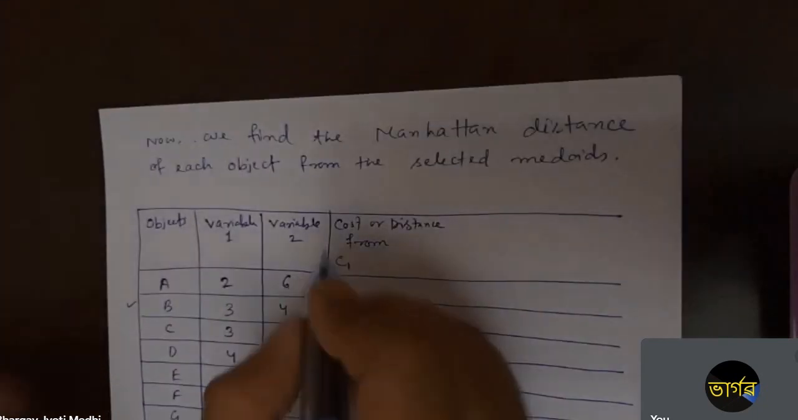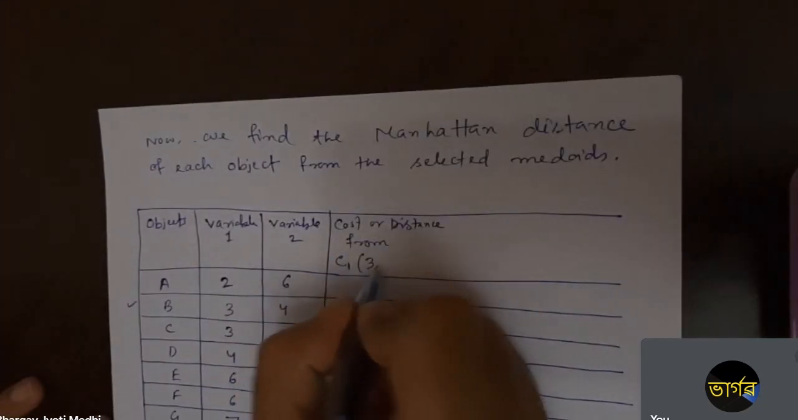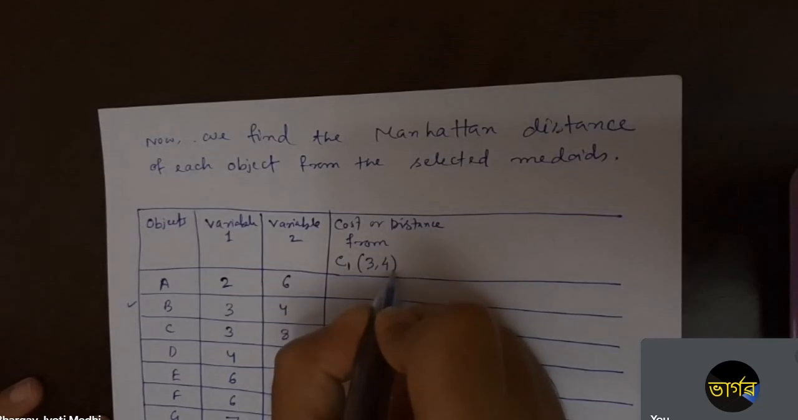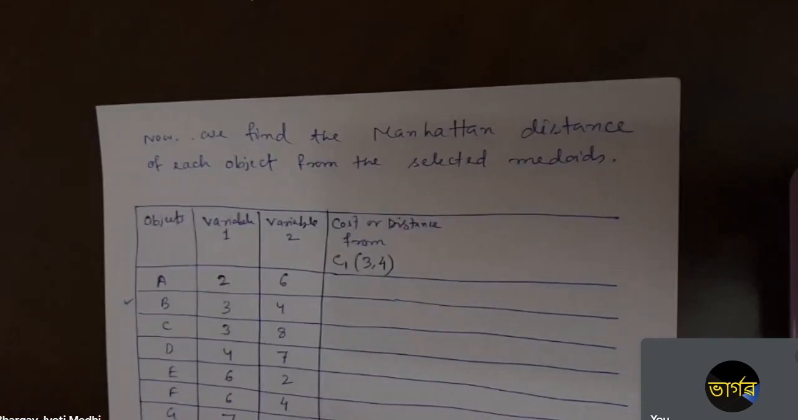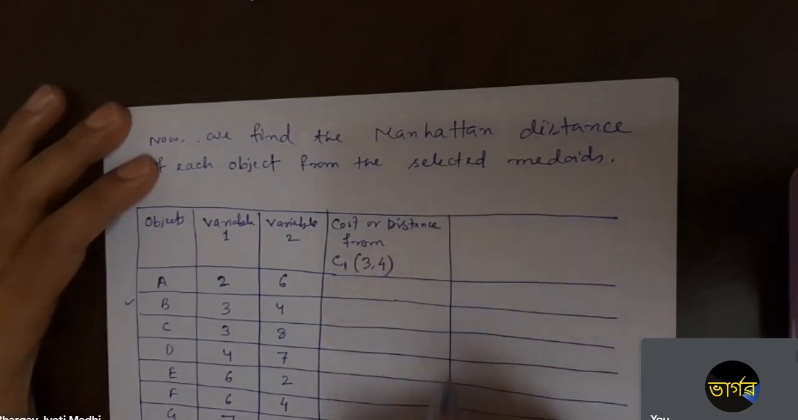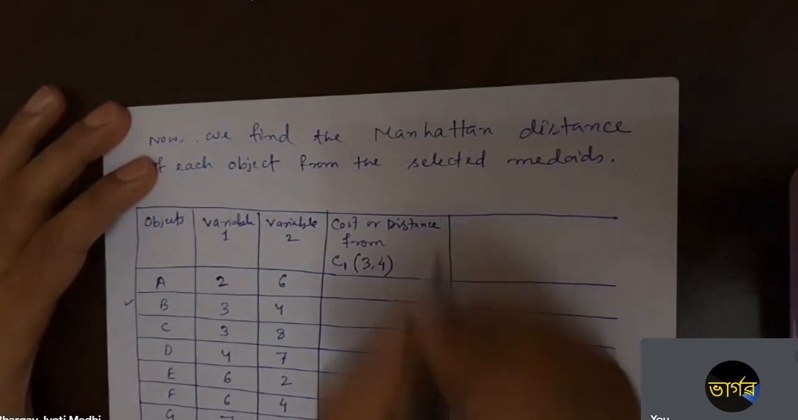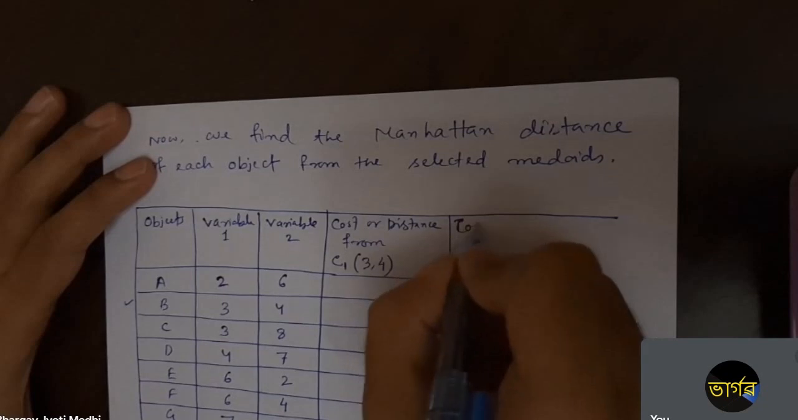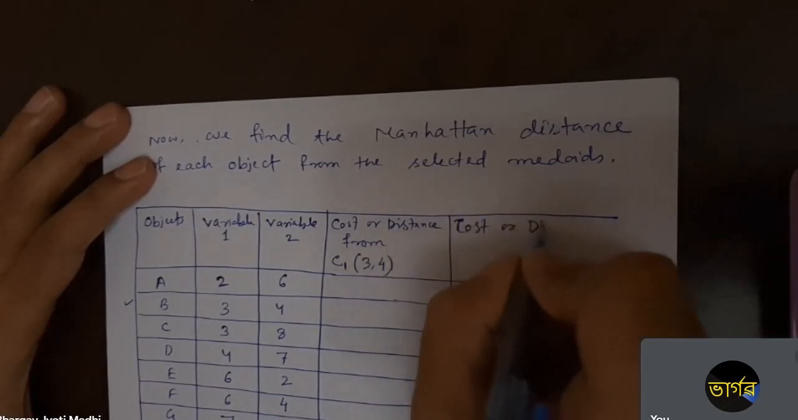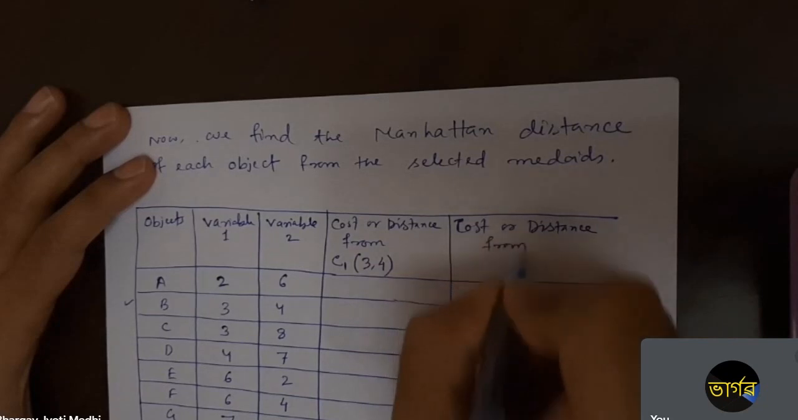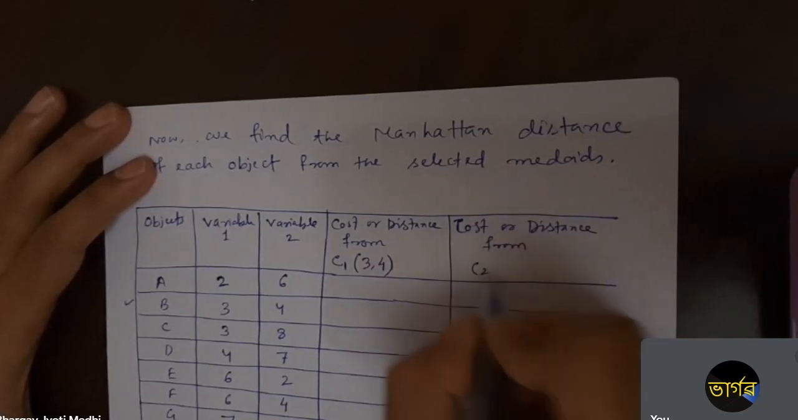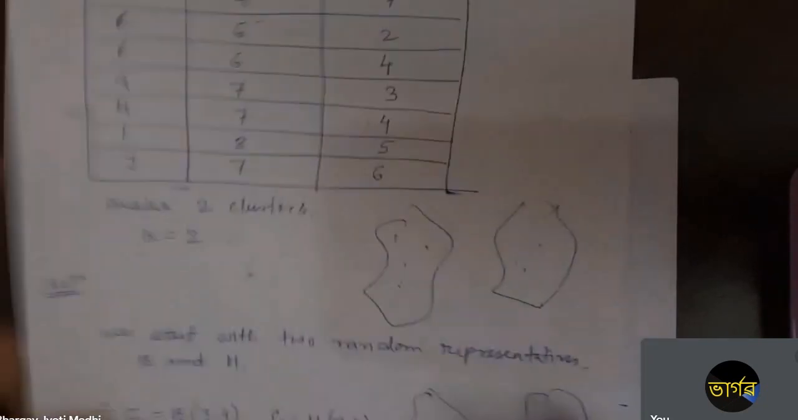Similarly, we will also find the cost or distance from cluster 2. Cluster 2 means point h, I think. Yes, cluster 2 is point h. Coordinate is 7 and 4. So from 7 and 4 also we will be finding the distance. Okay, so this you have to find.